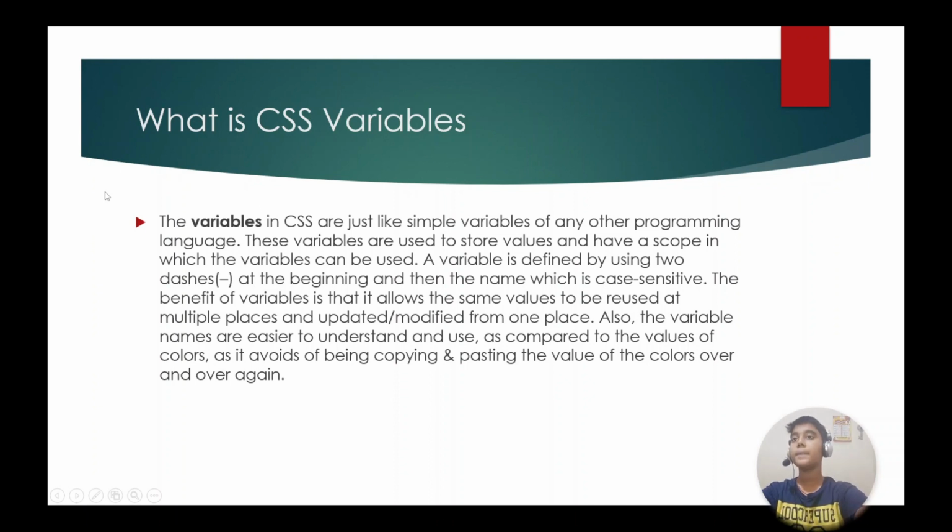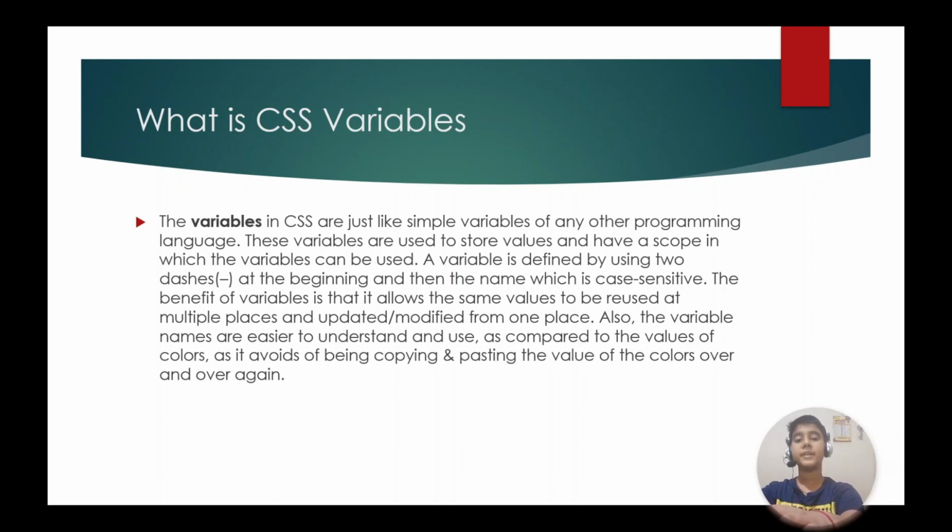And now a variable is defined by using two dashes. It's very important. We have to define a variable with two dashes at the beginning of it. The benefit of variables is that they allow the same values to be reused in multiple places and updated from one place. Also, variable names are easier to understand and use compared to values of colors, as it avoids copying and pasting the value of the color over and over again. So guys, I hope you understand this.